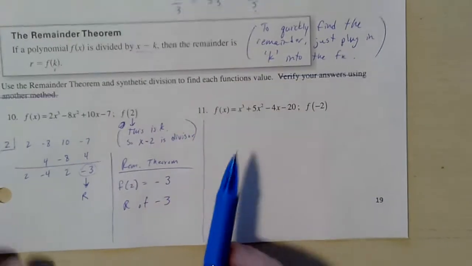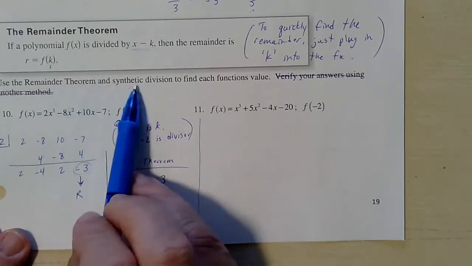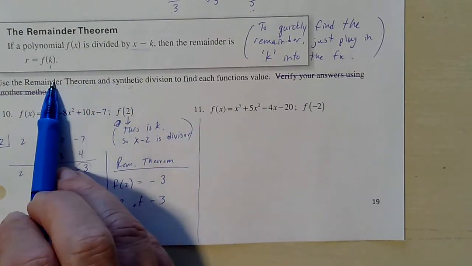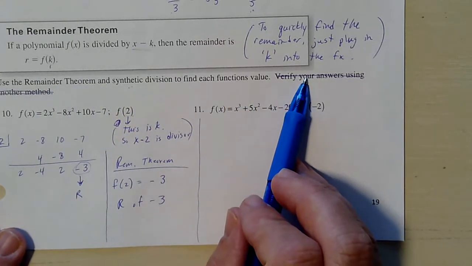Okay, pause. You try it here. I don't care which one you do first. Okay, synthetic division and remainder theorem. Like I said, you can skip the third method.